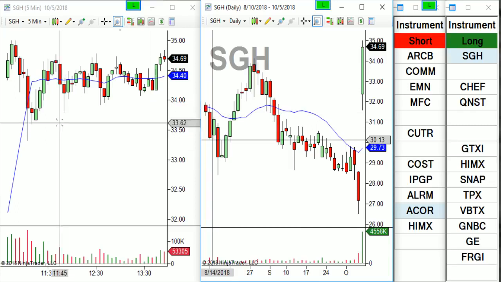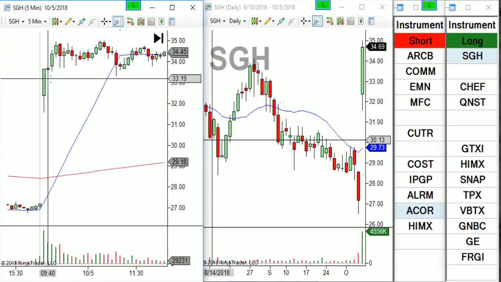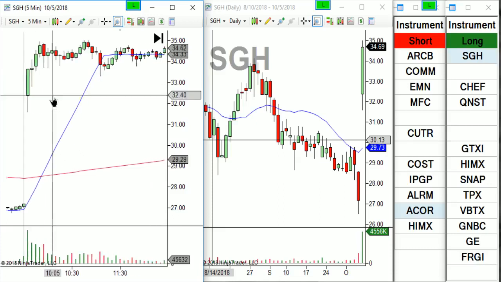Didn't really give an entry this morning. We talked about there was kind of a 1 minute buy setup here, but it was really sloppy, so I ended up passing on that.